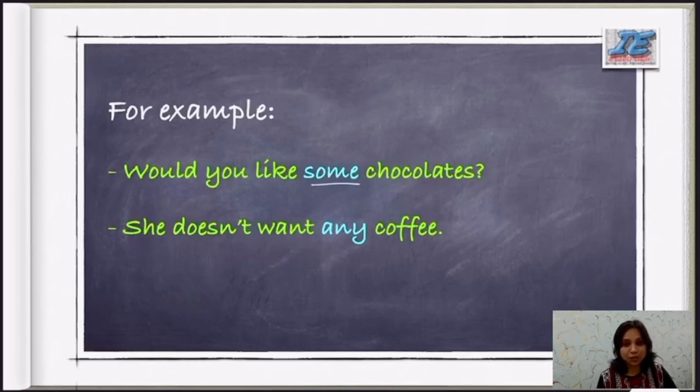The examples we have here are, would you like some chocolate? Here a question is being asked. Some chocolate means some amount of chocolate is being talked about. Second example is, she doesn't want any coffee, which means she doesn't want coffee at all. So it is used in the negative sense here.